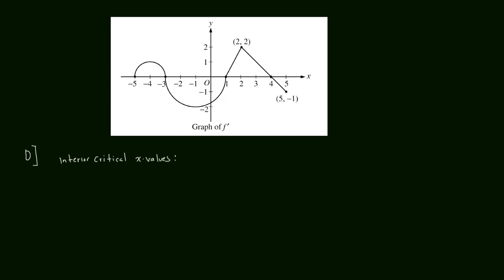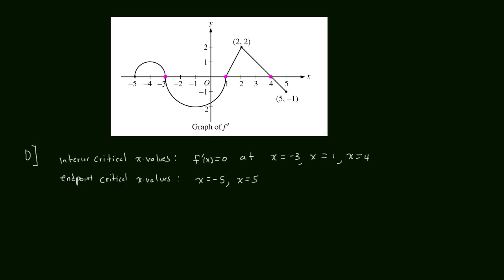It's not okay to just state them. We want to state why they are interior critical x values. I'm going to highlight them. We have x equals -3, x equals 1, x equals 4, and we want to say why they're critical. We don't want to just mention them, so we will say f prime of x equals 0 at x equals -3, x equals 1, x equals 4. And we also want to note the endpoints are always critical x values on a closed interval.